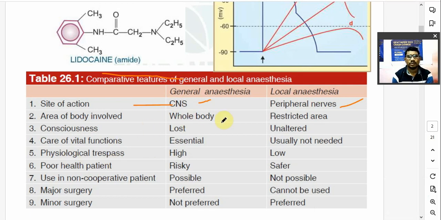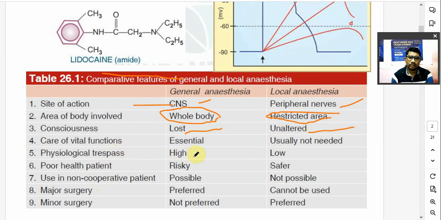In case of general anesthetics the whole body is involved, so they will produce anesthesia throughout the body, but local anesthetics will produce anesthesia at a particular area, known as a restricted area or the site of application. So local anesthetics produce anesthesia at the site of administration or site of application. Now consciousness is lost in case of general anesthetics, but most local anesthetics will not harm your consciousness. So it is unaltered in case of local anesthetics.